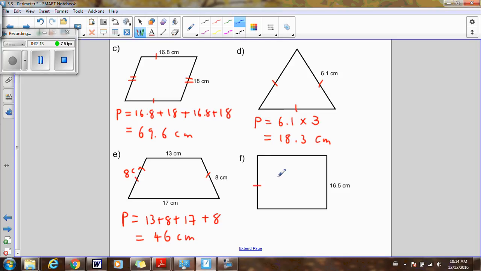This one here is a square, so we assume that all sides are the same. So to find the perimeter, we just do 16.5 multiplied by 4, because there are 4 sides, and you're going to get the answer 66 centimeters.